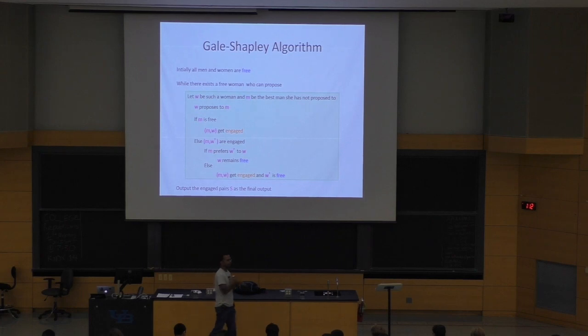Then you pick any free woman who has not proposed to everyone. Then that woman W picks the best man M that she has not proposed to yet. She then proposes, W proposes to M, and then M either gets engaged to W or not, depending on his preferences. Okay? And once this loop is done, the algorithm outputs the current set of engaged pairs as the final output.